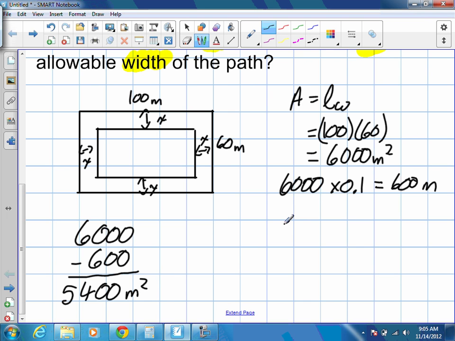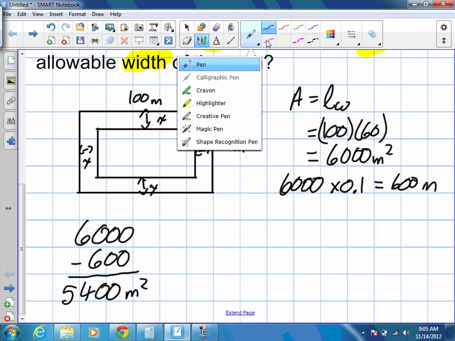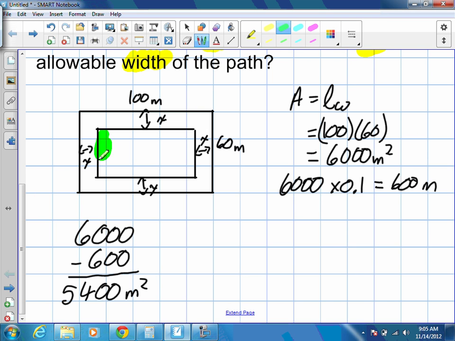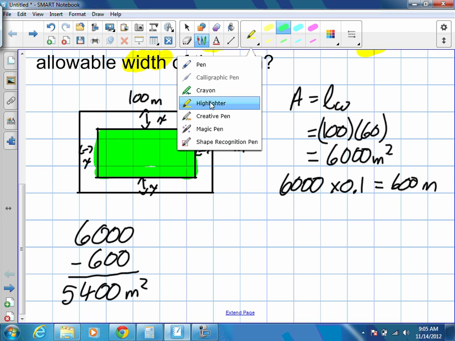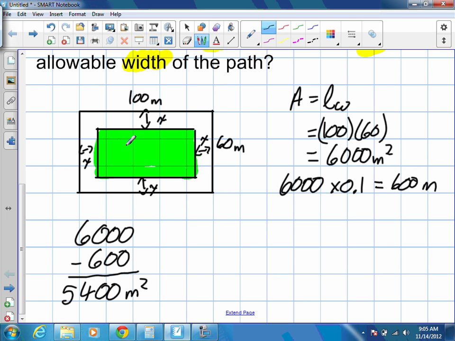Okay? So, our area of this will be the grassy area. We've got to figure out that width. Well, we know the new grassy area has an area of 5,400. Okay, this part here is 5,400 meters squared. We figured that out. Okay, and we know the old area was 6,000.